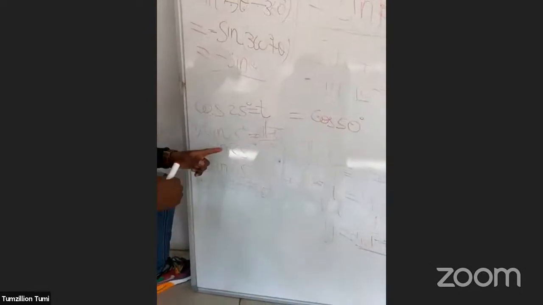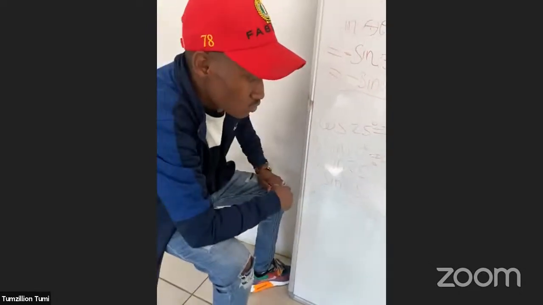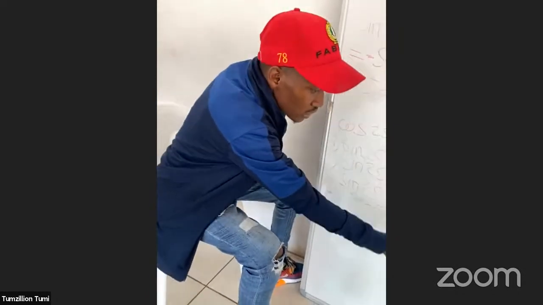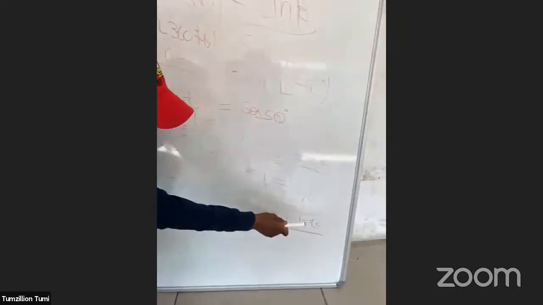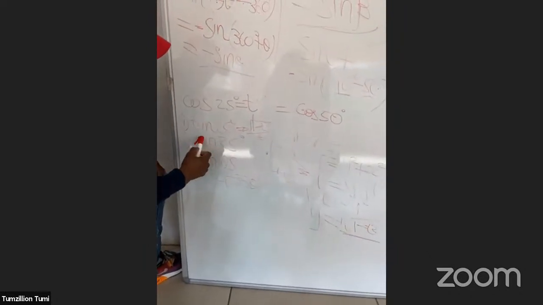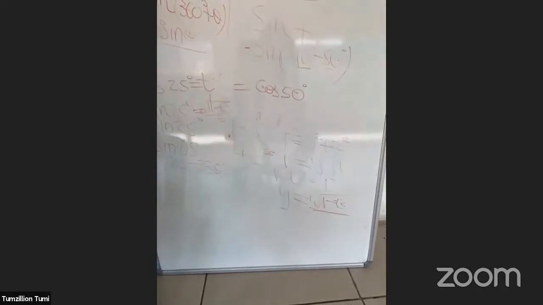They say, what is sine 25 degrees? Sine is opposite over hypotenuse. What is our opposite? We just calculated it, which is the square root of 1 minus t squared, over 1. So sine 25 will be this over 1.